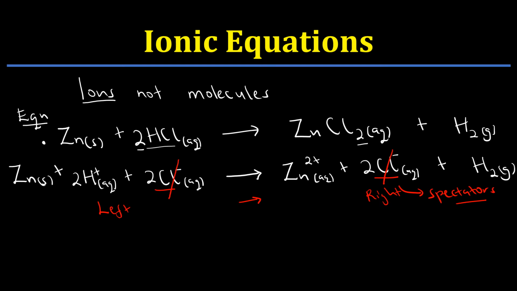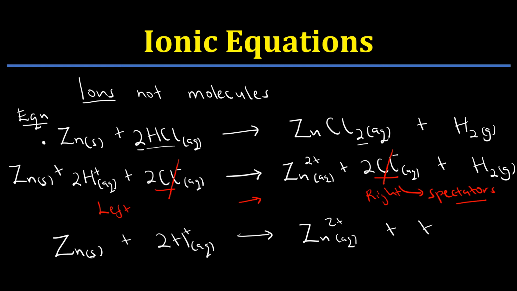So we shall end up having the following ionic equation when we remove the chloride ions. So we shall stay with zinc solid plus 2 hydrogen ions from the acid aqueous to form our zinc 2 plus aqueous. So our zinc will dissolve to form the zinc ions, then plus hydrogen gas. So this will be our ionic equation.